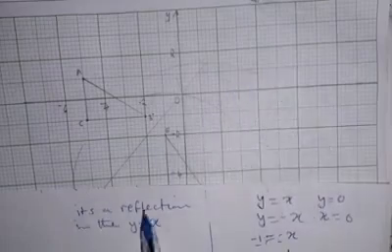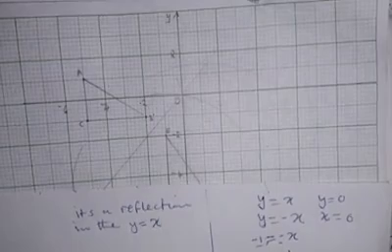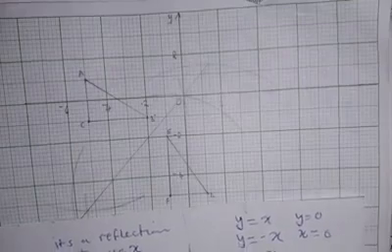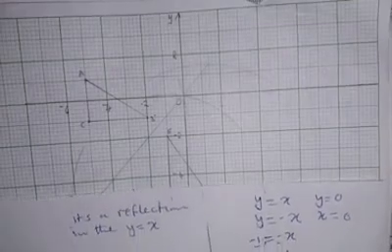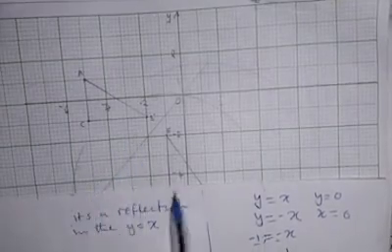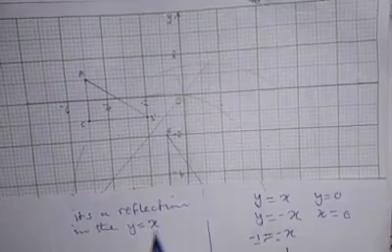So this is how you can describe this transformation. Then you get full marks, 2 marks, just for describing it like this. So you're saying that the type of transformation here is a reflection in the line y is equal to x. Done.